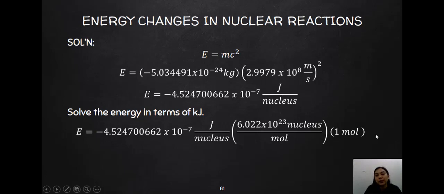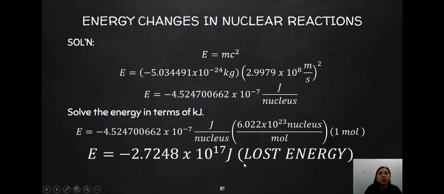And you are given 1 mole of cobalt, such that you can get rid now of the nucleus there and the nucleus here. And you can get rid of the mole here and the mole here to provide you this amount of energy. So you have negative 2.7248 times 10 raised to 17 joules of energy that was lost, because the process is exothermic. So when your cobalt, cobalt-60, undergoes beta particle emission to become nickel-60, that is how much energy it releases. Okay? So, that's how you calculate for the energy changes involved in nuclear reactions.